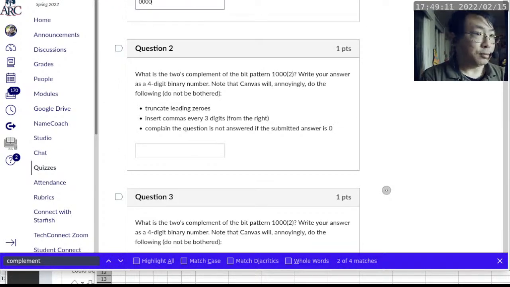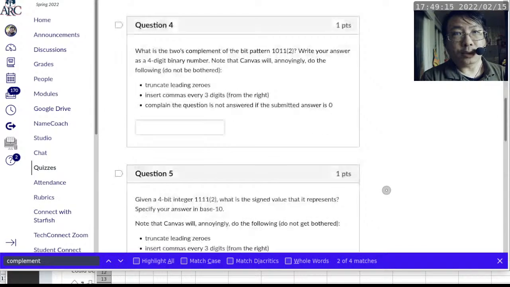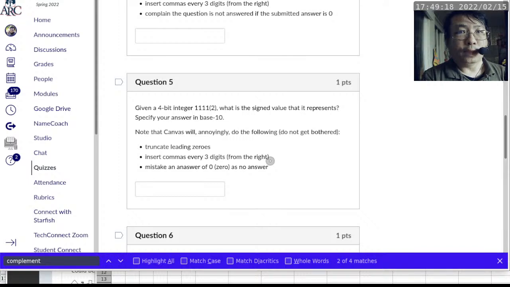I think the specific question was the last 4 questions, so we're going to skip to question number 5. Given a 4-bit integer 1111 in base 2, what is the signed value it represents? Specify your answer in base 10. First of all, how do we get to the answer? There are 2 ways to do it. One way is to look up the table that we just looked at earlier, and keep in mind the range of values that a 4-bit signed number can represent. If you look up the table, you will see that 1111, using KA being 0, the value of A is 15. And if you use KB being negative 1, then B has a value of negative 1. But then you have to think about the range of a signed representation.